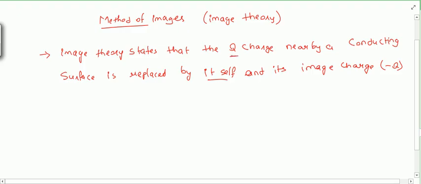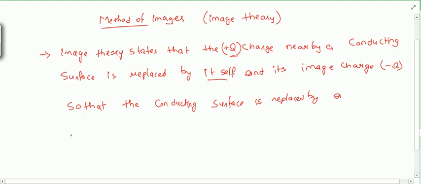This itself charge is this. Suppose this charge is plus q, so its image charge is minus q, so that the conducting surface is replaced by an equipotential surface, either 0 volt or constant voltage. So here this is the statement of image theory.